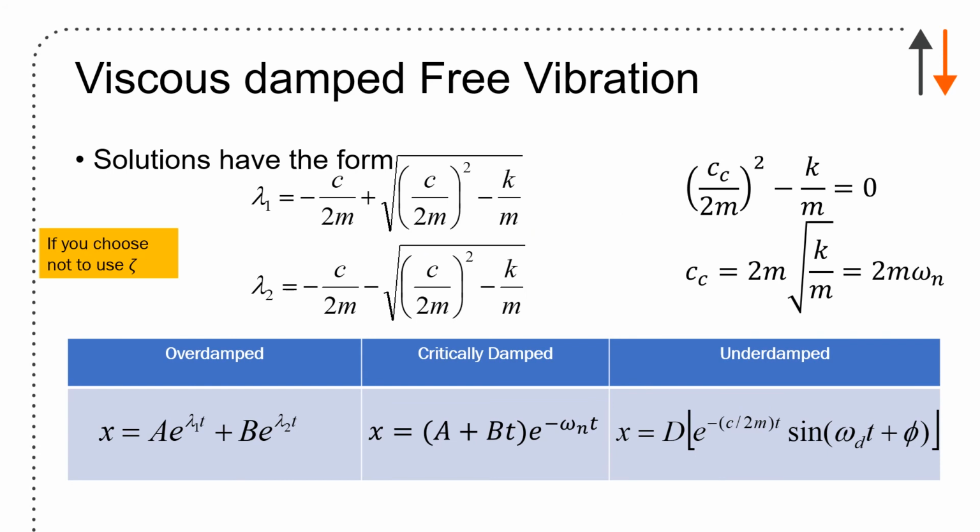Solutions have the form of lambda 1 equals minus c over 2m plus the square root of (c over 2m) squared minus k over m, or lambda 2 equals minus c over 2m minus the square root of (c over 2m) squared minus k over m. The difference is the plus and minus right here. So again, just sort of circle that term right here.